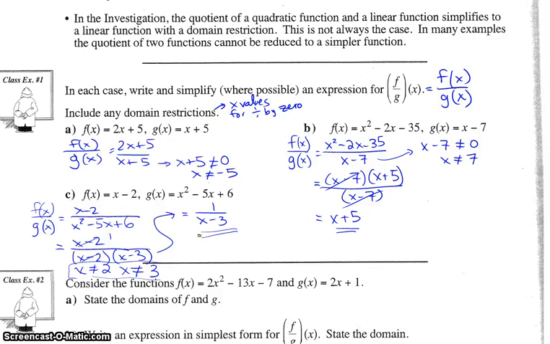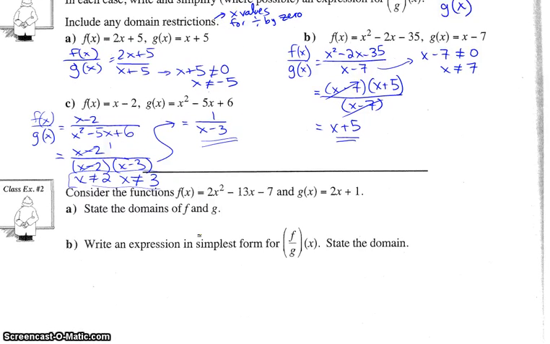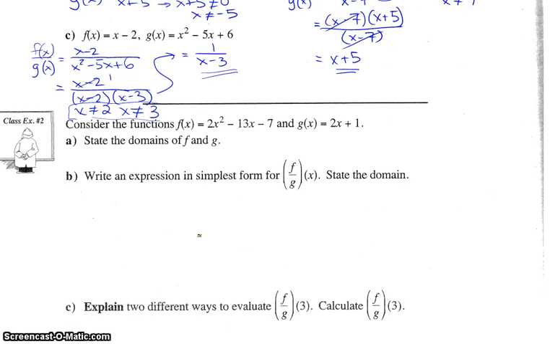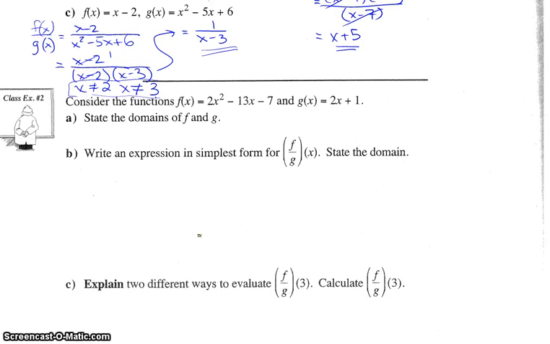Okay, let's look at example 2. Consider the functions f of x, 2x squared minus 13x minus 7, and g of x equals 2x plus 1. State the domains of f and g.